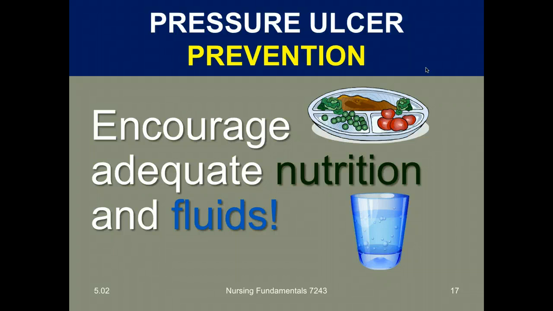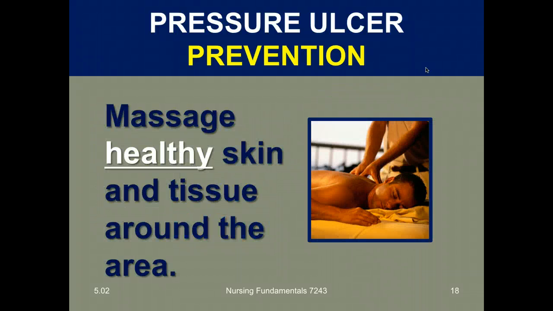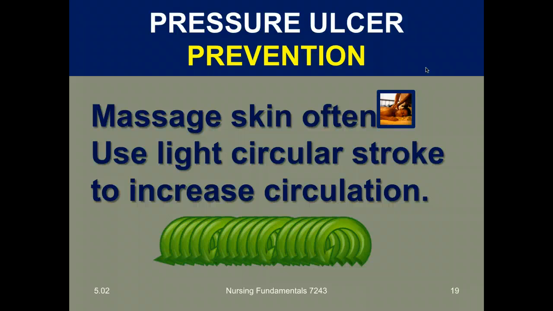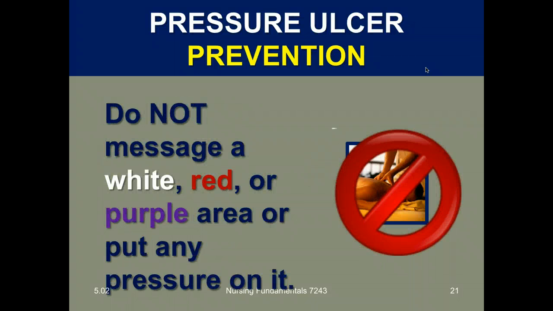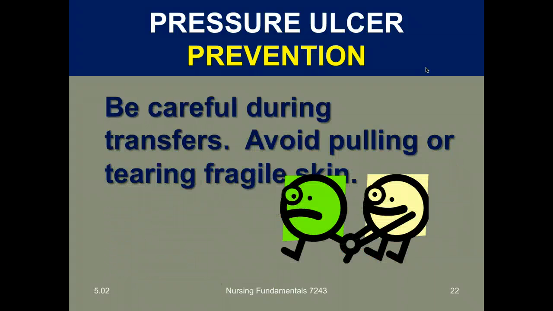Encourage adequate nutrition and fluids, and this is different for everybody. Massage healthy skin and tissue around the areas. Use circular light strokes to increase circulation. Use little or no pressure on bony areas like the elbows. Don't massage a white, red, or purple area or put any pressure on it.